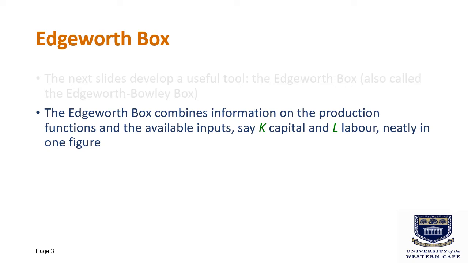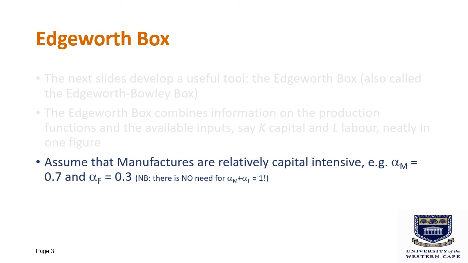What the Edgeworth box does is link all the available inputs, capital and labor, into one figure, and all the production. So we're going to link food and manufactures with their capital and labor respectively into one figure. Yes, you can use other combinations than that and also use the Edgeworth box. We're just using this specifically for the type of products and inputs we have.